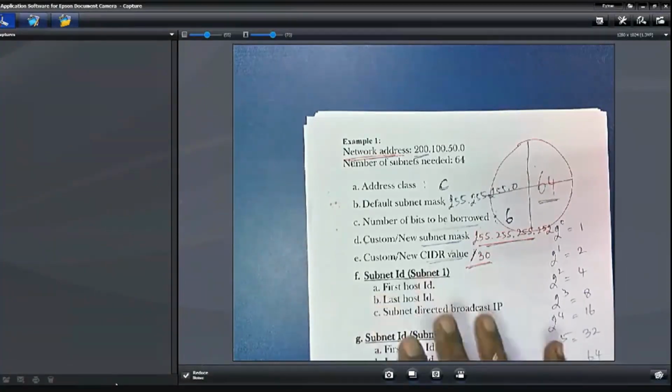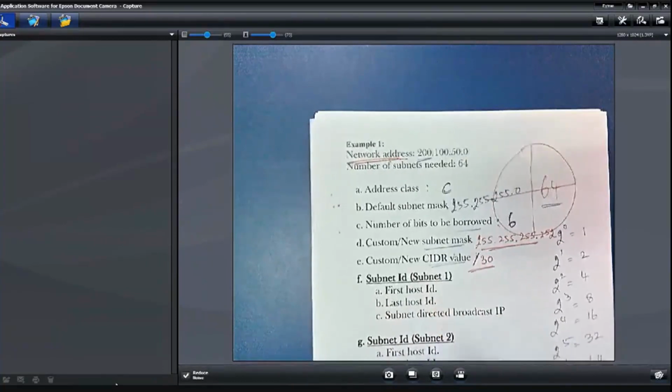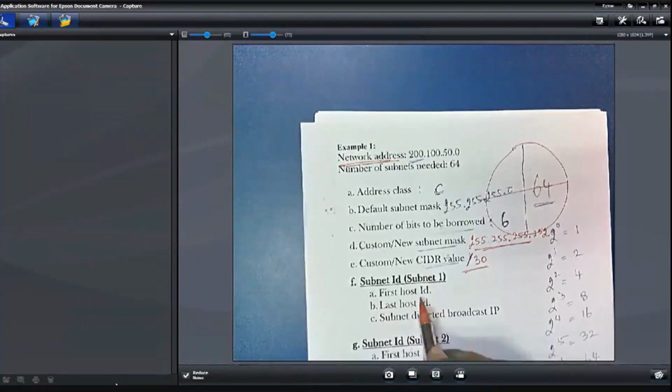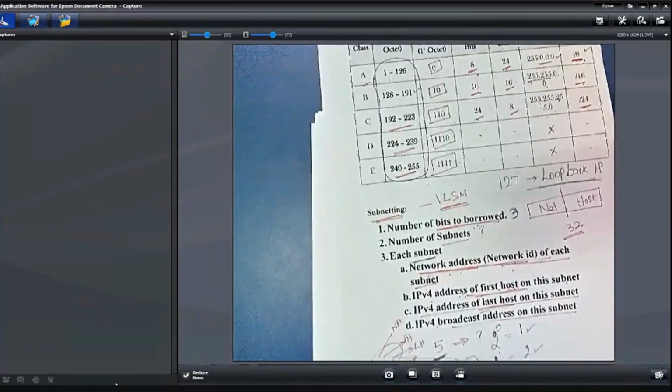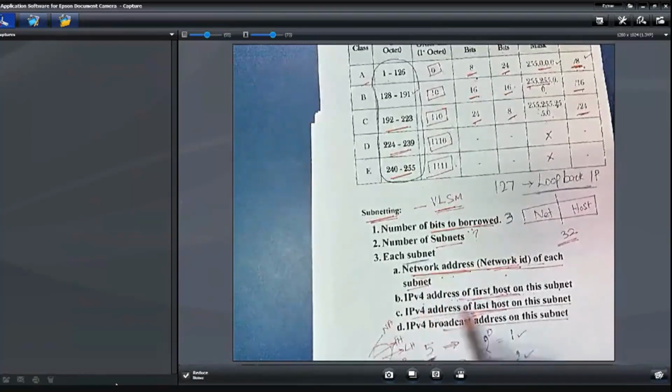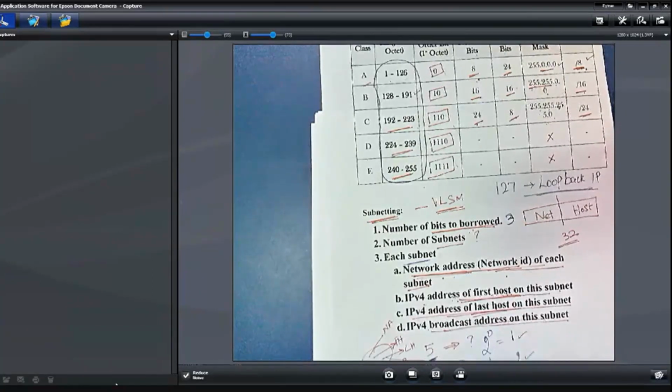First 2 or 3, I will find it. Okay, that is enough. Now I'm going for the first subnet. Every subnet will have a network address, every subnet will have a first host address, the last host, and every subnet will have the broadcast IP address.